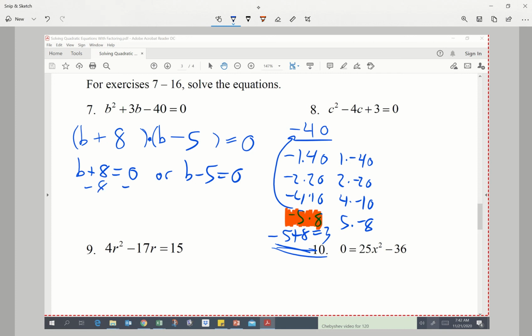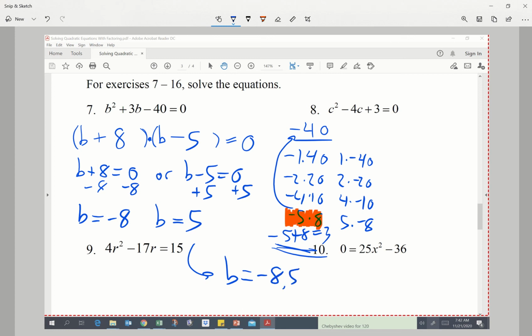For the first equation, to get the b by itself, we're going to subtract 8 from both sides. So one solution is b equals negative 8. And then for the second one, we can add 5 to both sides. So plus 5, we get b equals positive 5. Again, when you go to key this into D2L in the quiz, your answer would go in the blank as b equals the smaller value, comma, the bigger value. So two roots here, b equals negative 8, b equals positive 5.